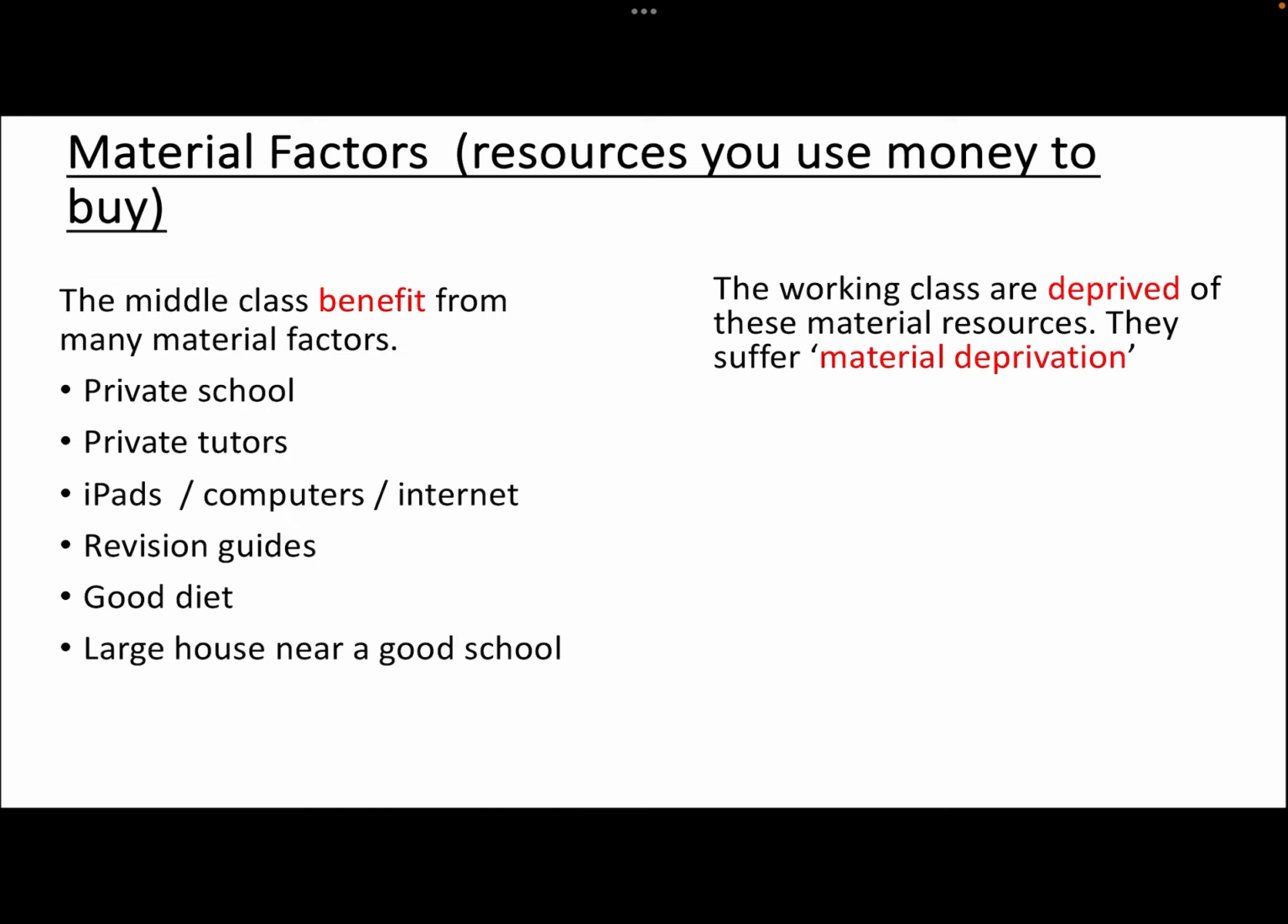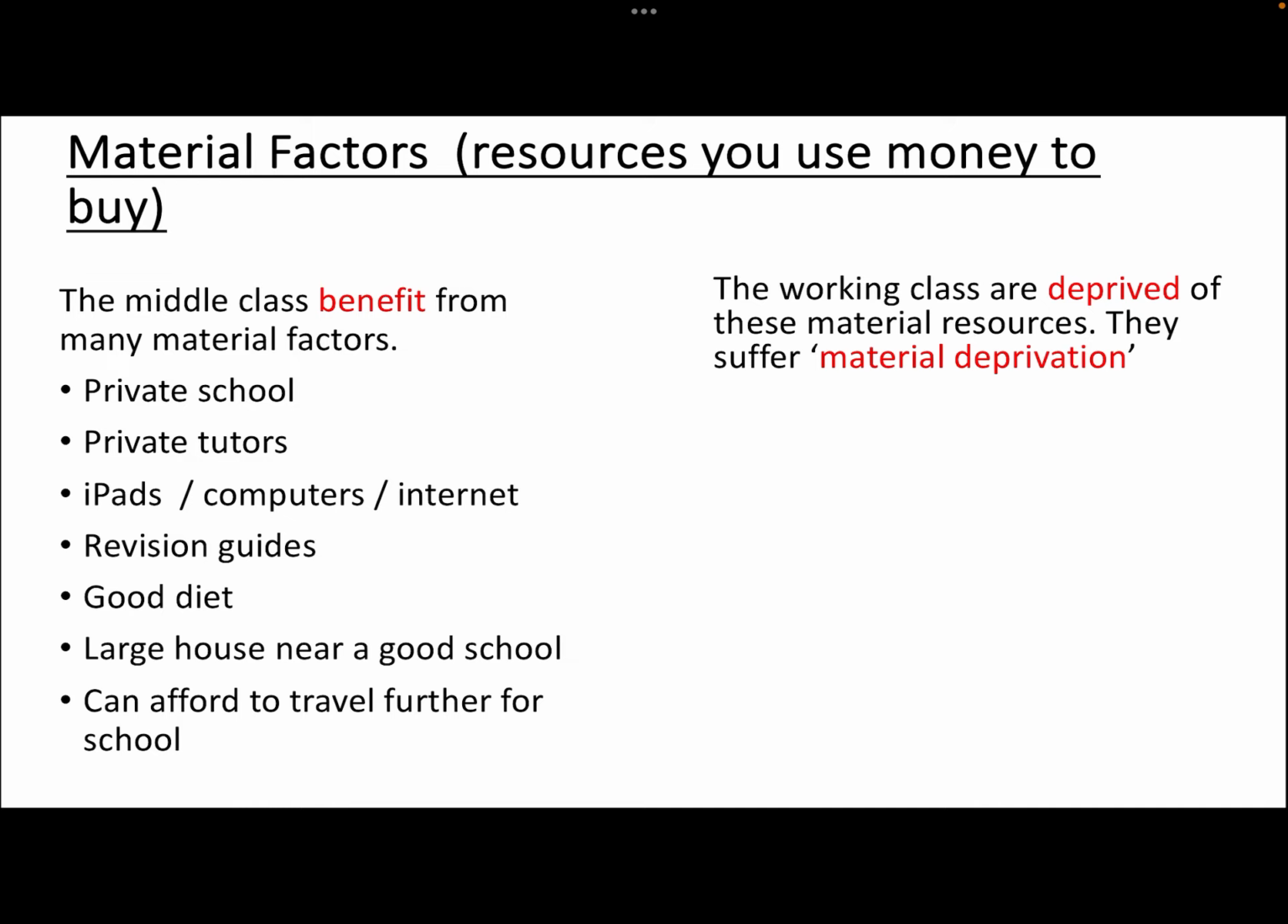Middle class families are far more likely to have a large house. A large house is relevant because it means they can have their own bedroom, so that's good for study. But also that house might be in a catchment area near a good school. Good schools tend to drive up the house prices in the areas that they're in. So a middle class family could afford to make that move, whereas a working class family might not be able to.